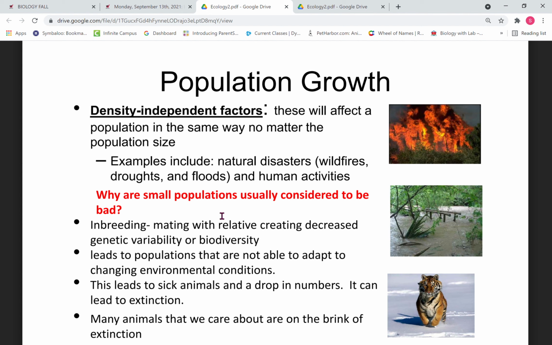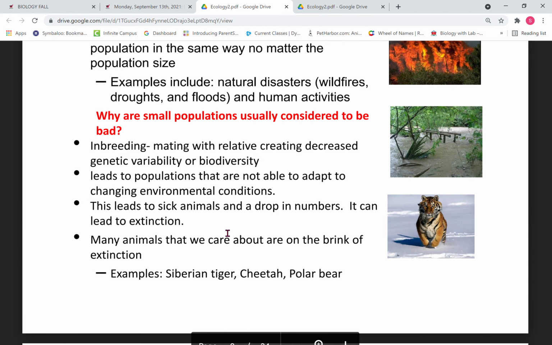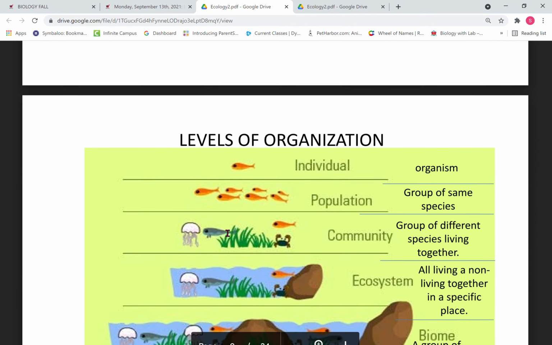If you have a population size that is small, these are some of the problems that come with it. There's inbreeding, which means they breed within their community. They decrease the genetic variability and the biodiversity. It leads to populations that are not able to adapt to change, which means that they will not survive. It leads to sick animals and dropping numbers, and then that leads to extinction. Many animals that were on the brink of extinction have been Siberian tigers, cheetahs, polar bears, bald eagles. We've had several that have been put on the list for extinction and have found a way back by doing different things to help them obtain that goal, like interventions and creating safe places for them to regrow their population.